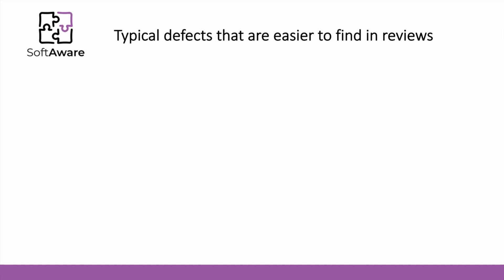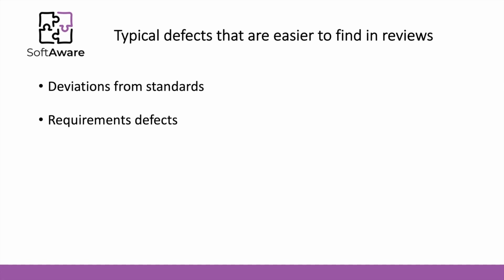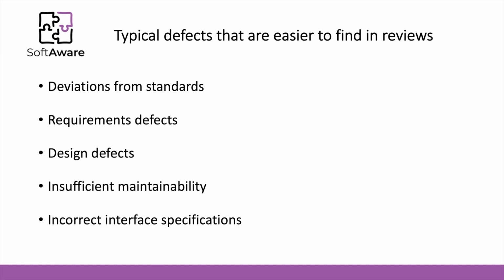Typical defects that are easier to find in reviews include deviations from standards, either internally defined and managed or regulatory, legally defined by governments or perhaps a trade organization; requirements defects, where requirements are ambiguous or sometimes there are missing elements; design defects, where the design does not match the requirements; insufficient maintainability, where the code is too complex to maintain; and even incorrect interface specifications, where the interface specification does not match the design.